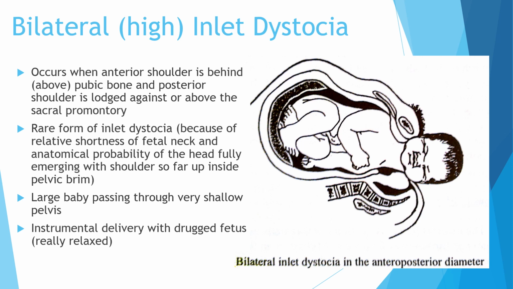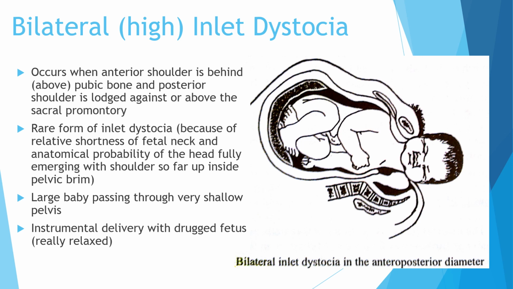So this is the one that's the hardest to take care of. This is the one that's the most severe shoulder dystocia because you have both, you can't grab either shoulder. It's just tight, tight, tight. Occurs when the anterior shoulder is behind the pubic bone and the posterior shoulder is lodged against the sacral promontory. So that means you can't reach to grab either shoulder. It's harder to rotate when the baby's shoulders are high up in the pelvis still. This one is rare, but it's the hardest to take care of. I had it once and it was by far my hardest shoulder dystocia.